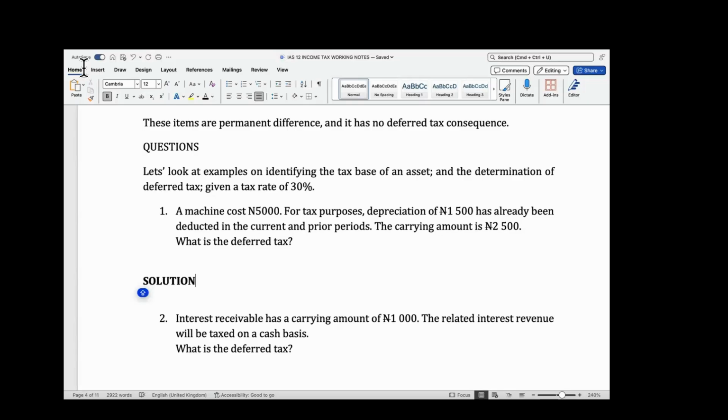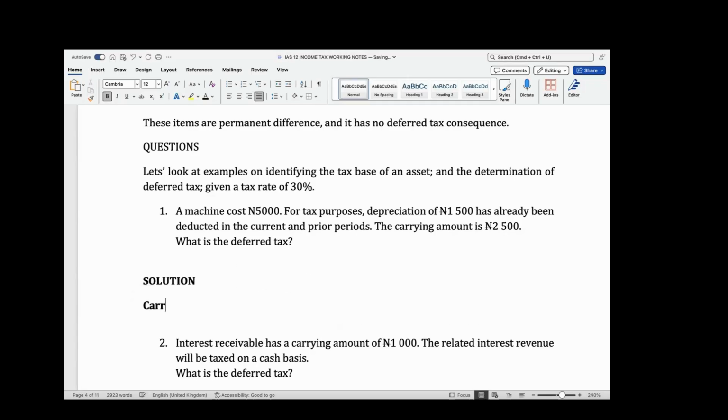So for this one, we are asked the deferred tax. The first thing we need to get before we can derive deferred tax is to know what's the carrying amount. For an asset, the carrying amount is the amount that we recognize, that we capture in the book. So for assets, the way we capture carrying amount is cost minus accumulated depreciation. At any time, any day, this is how you capture carrying amount. So from here, what's the carrying amount of this asset?